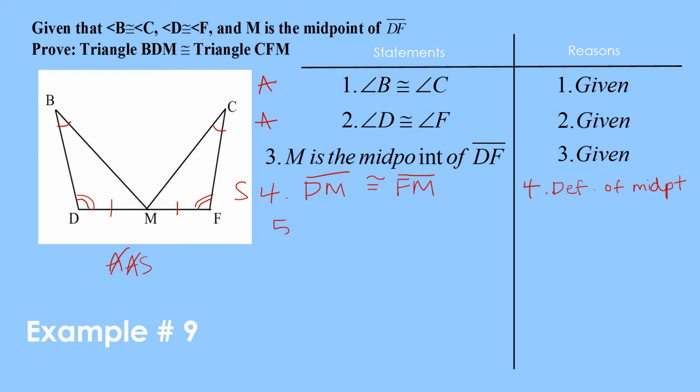So my final step would be to say triangle BDM is congruent to triangle CFM. And again, my reason would be AAS. So again, if you have any questions, make sure you jot that down. And don't forget to put our box in the corner to show that our proof is complete.